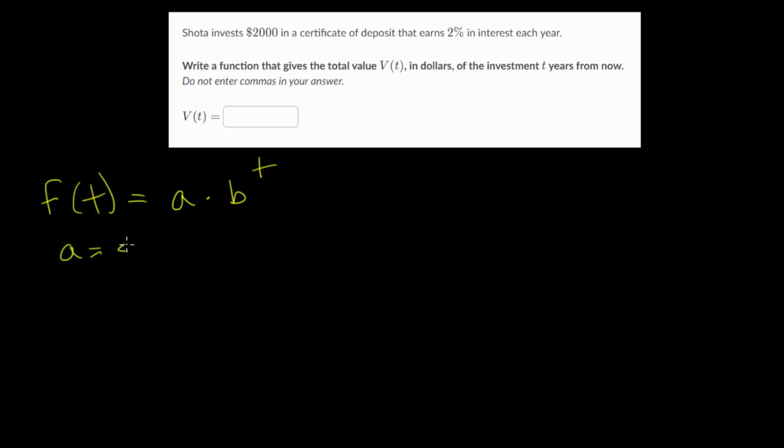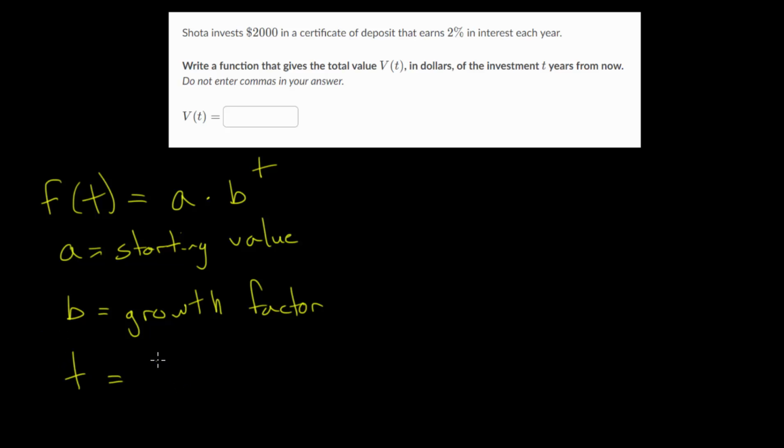So like I mentioned, a is our starting value or starting amount, and b is our growth factor, or it could be the amount that is decaying every year. And t will usually represent time. So with this in mind, let's look at this particular problem.